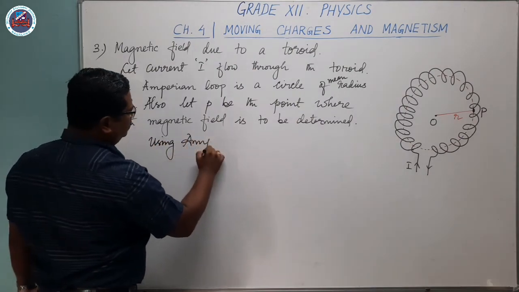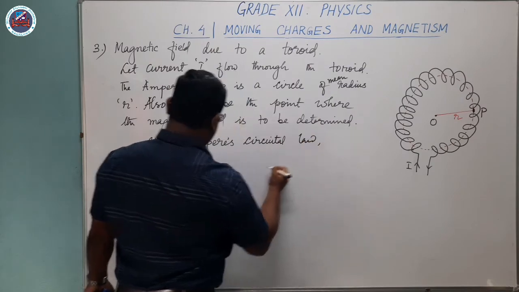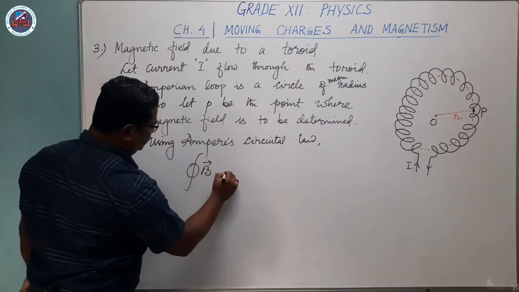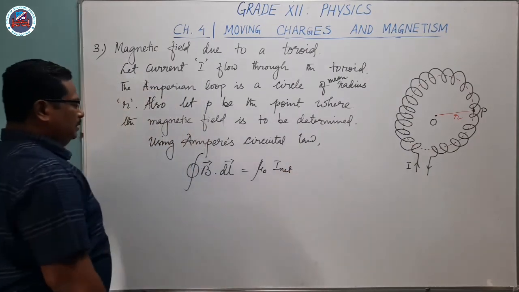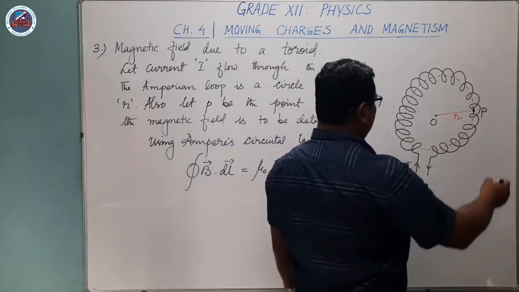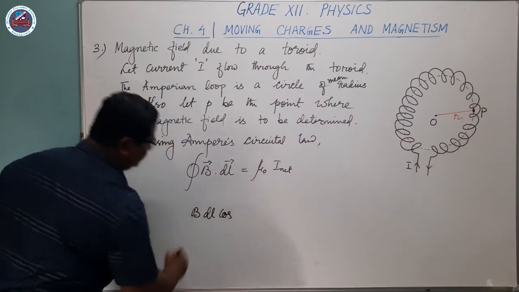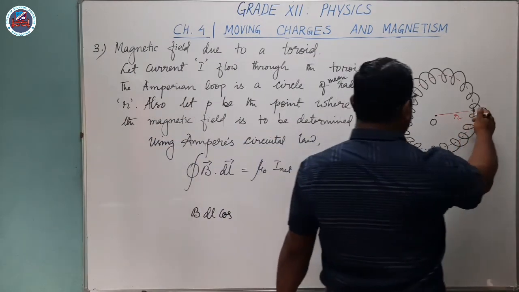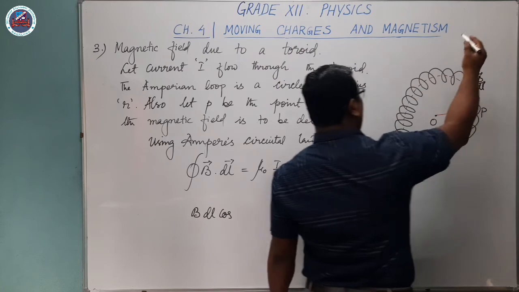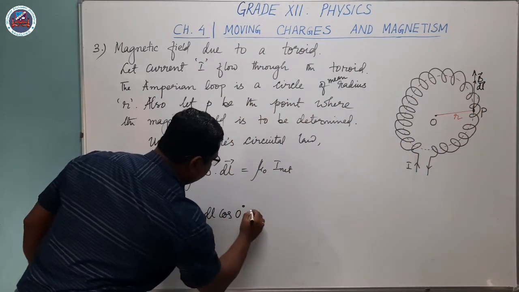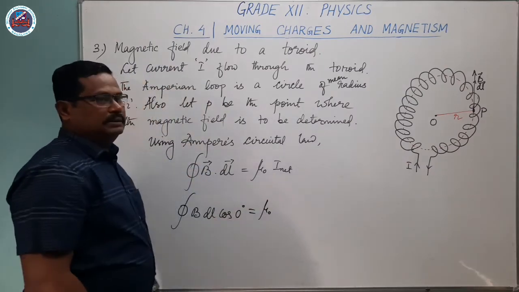Using Ampere's circuital law, the line integral of the magnetic field, you write down B dot dl is equal to mu naught times the net current. Now here B dot dl will be B dl cos theta. The direction of the magnetic field and dl are in the same direction, tangential to it, so the angle is 0 degrees. So B dl cos 0 degree, this integration, equals mu naught times the net current.